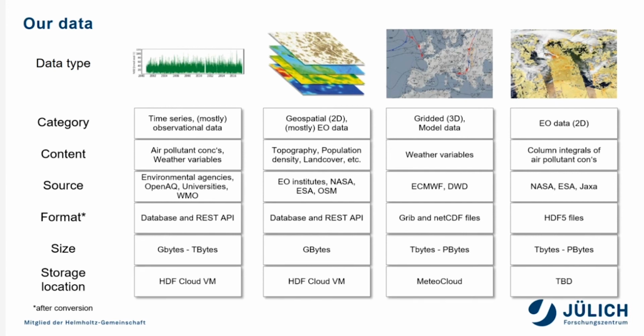And finally, storage location, just to make a link here again to the resources provided by the Jülich Supercomputing Centre. So we're using the HDF cloud virtual machines to store the time series data and also the geospatial data. For the weather model data, we are using the Meteor cloud, and if we are getting more serious with satellite data, we shall see where to store those. So potentially this could also be handled by the Meteor cloud.